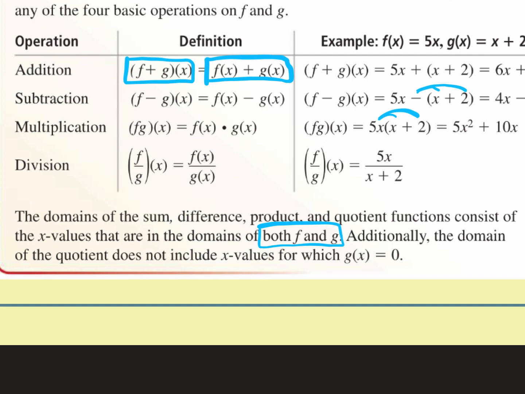And then in addition, the domain of the quotient does not include the x values for which the denominator g of x is equal to 0, because we can't have 0 in the denominator of a fraction. So when we check the domain, we just always have to set the denominator not equal to 0 to figure out what additional value is not in the domain.